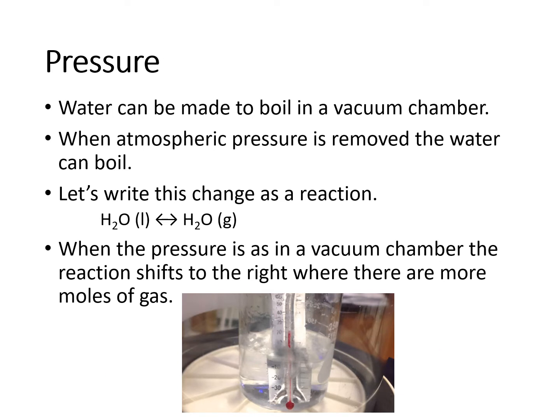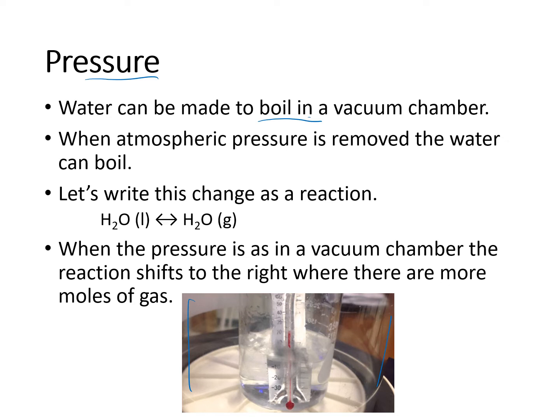The next way we can change the equilibrium of a reaction is by changing pressure. So water placed in a beaker in a vacuum chamber can be made to boil. So by only changing the pressure, we can boil water. We're not changing the temperature. So that's kind of an interesting situation that most people aren't used to. I'll add a link in the description of this video for you to see what that looks like.